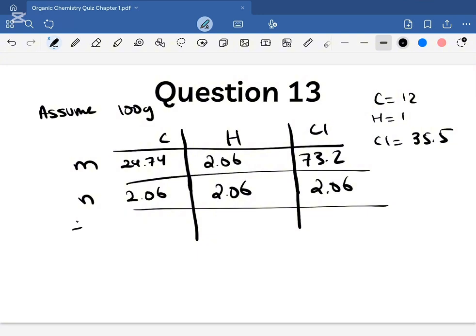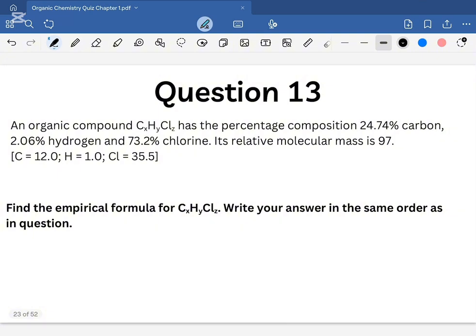And then if we divide by the smallest number, they all have the same number, so we're going to end up with 1, 1, 1. Therefore, the empirical formula is CHCl. This is the empirical formula for this compound. So the empirical formula is CHCl.